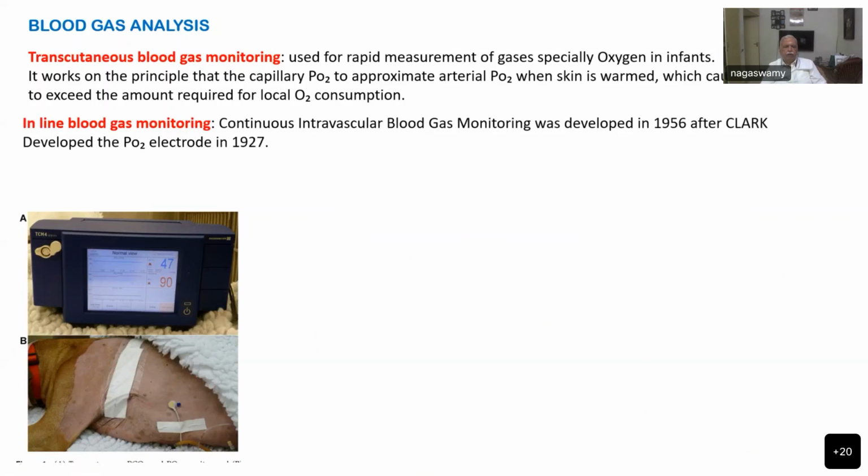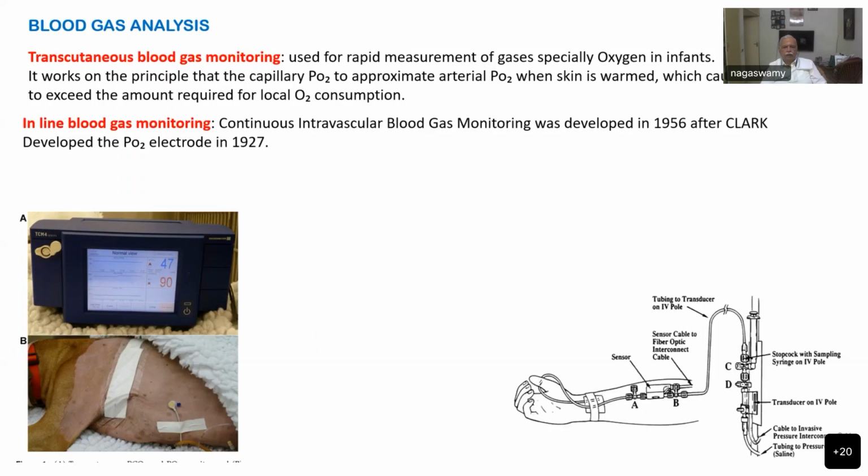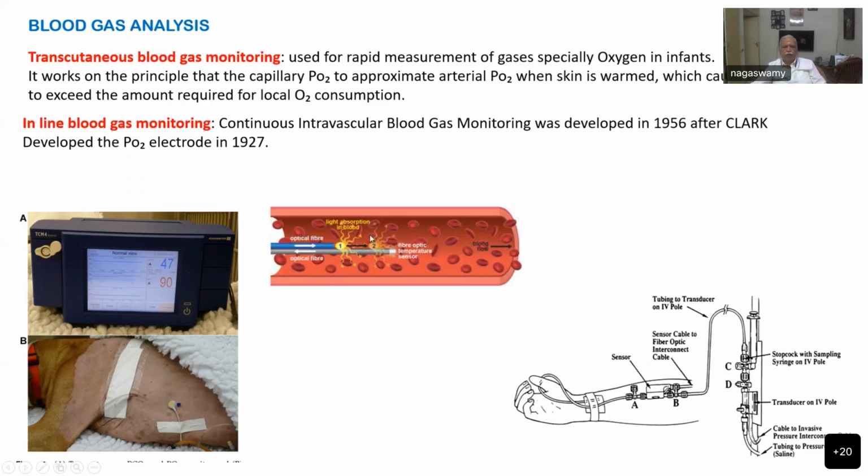Inline blood gas monitoring also has come nowadays. When you put in an arterial catheter, you can introduce a probe. Continuous intravascular blood gas monitoring was developed in 1956 after Clark developed the CO2 electrode in 1927. So this is how the whole setup is. You put in an arterial line. This is a normal arterial line, and this is how the optical fiber probe goes into that same cannula, and that can immediately give you all that.